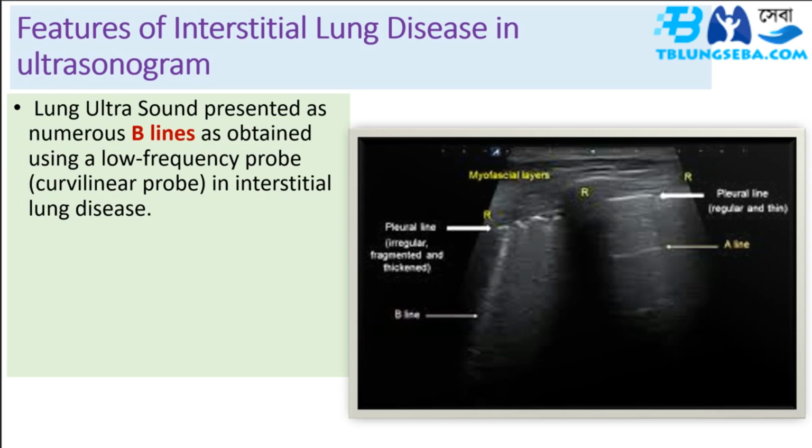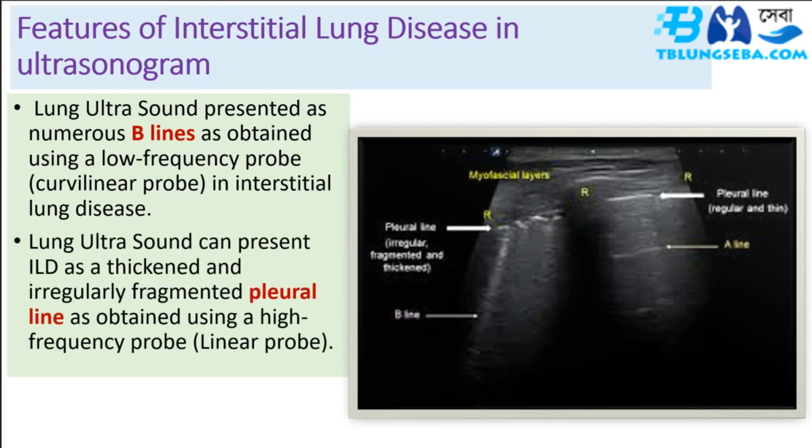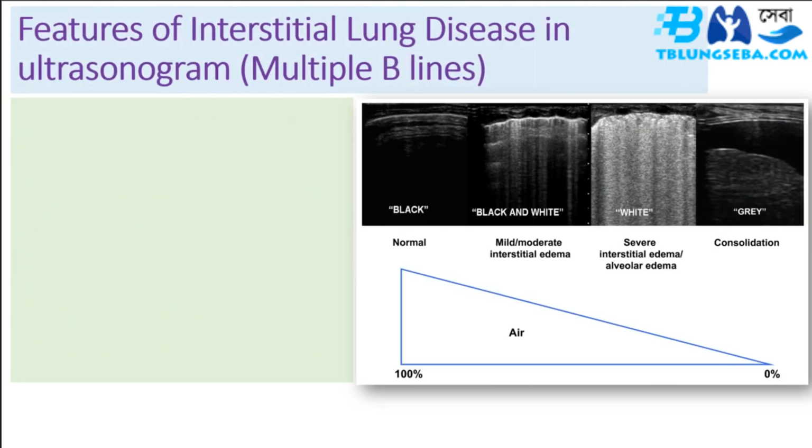Features of interstitial lung disease in ultrasonogram. Lung ultrasound presented as numerous B lines as obtained using a low-frequency curvilinear probe in interstitial lung disease. Lung ultrasound can present ILD as a thickened and irregularly fragmented pleural line as obtained using a high-frequency linear probe.